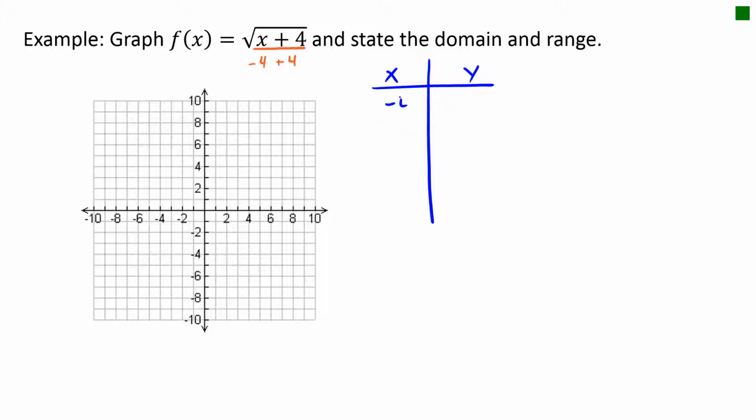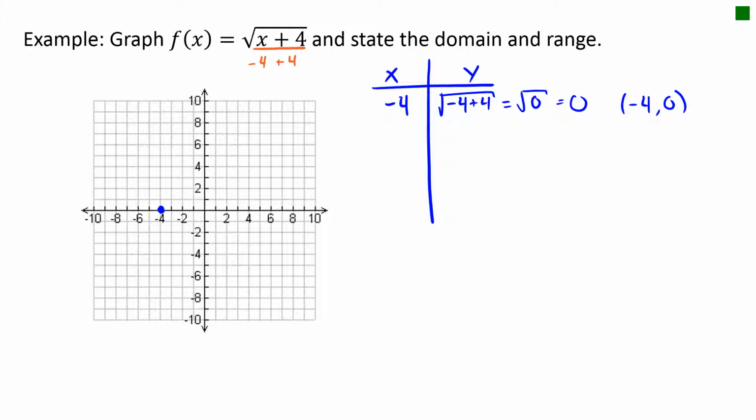So I'm going to start by picking x equals negative 4. And then I get the square root of negative 4 plus 4, which is the square root of 0, which is 0. So I have the point x equals negative 4, y equals 0 on the graph. So x equals negative 4, y is equal to 0. There's the first point on my graph.